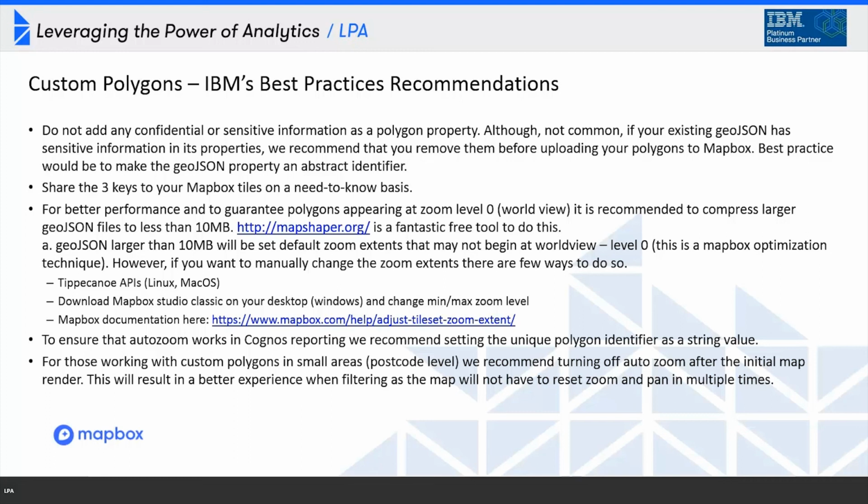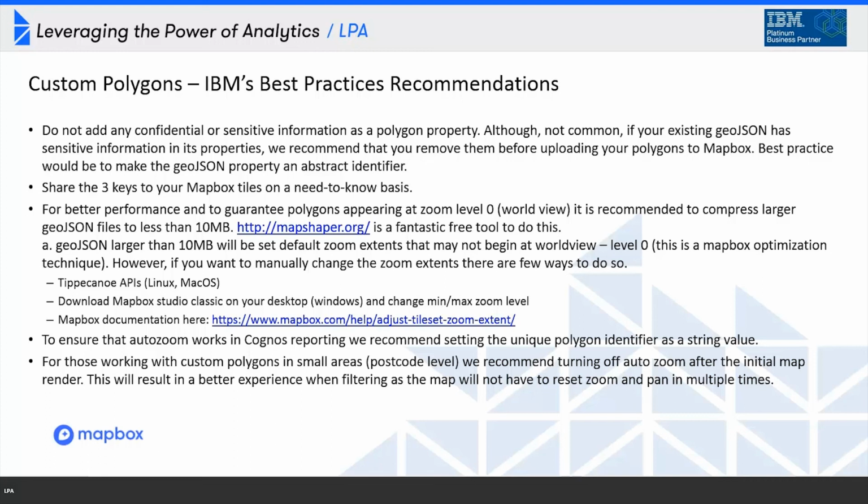For better performance, it's best to compress your larger files so that they're less than 10 meg. You see, that file has to be transmitted to the dashboard or report in order for the layer to be presented. So the smaller the layer is in terms of total size, the faster it will transmit, and therefore the faster the map will present when you run your dashboard or report.